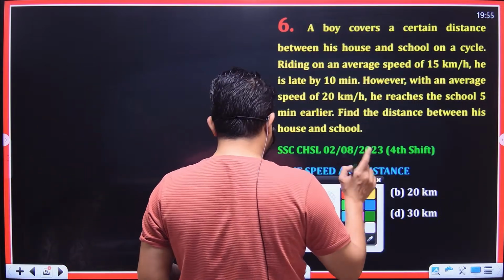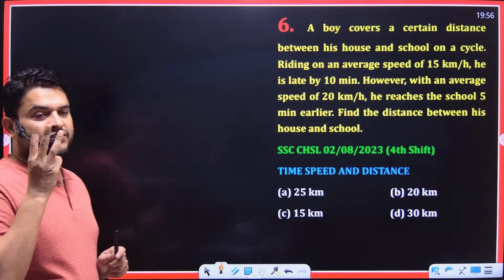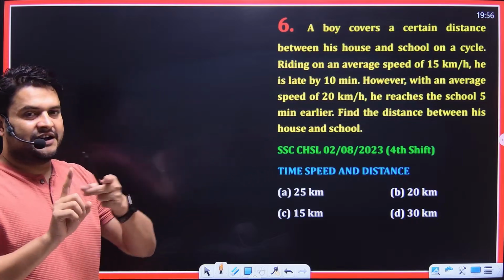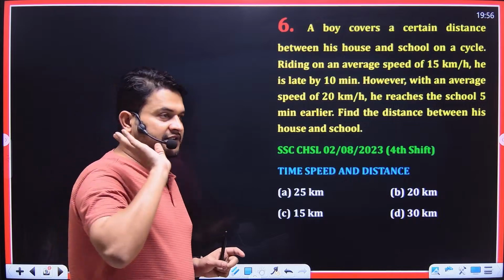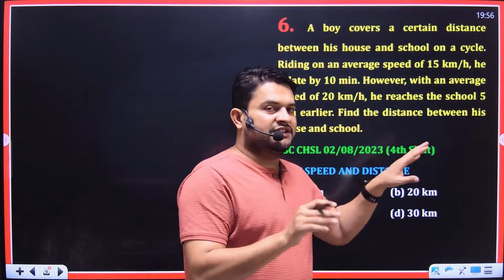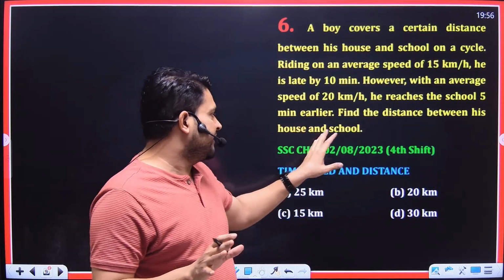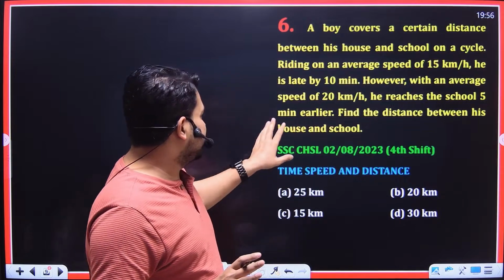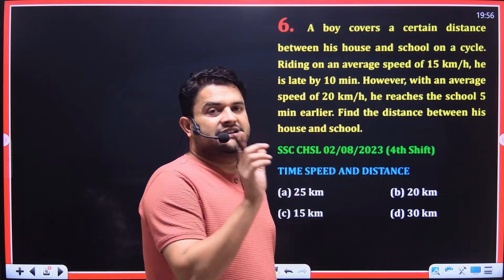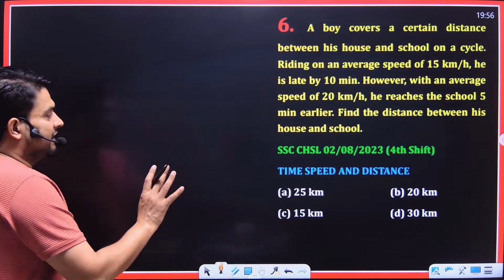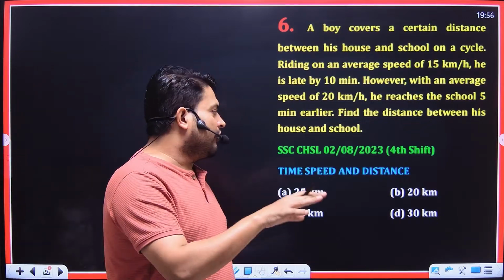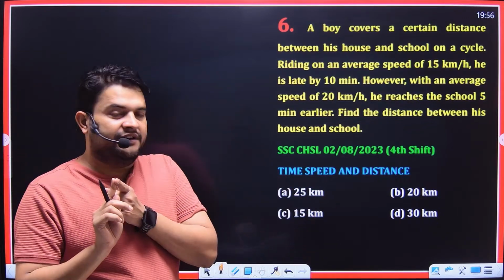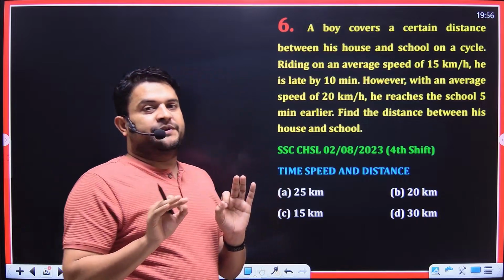In this question, he has asked only one thing. But on this concept, 3 questions can be asked. First one, the distance between his house and school. Second one is find the correct time of the journey. Third, find the original speed of the journey. Original speed is that speed at which he will not be late.